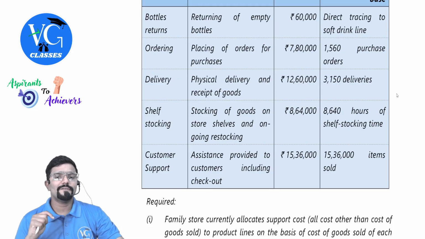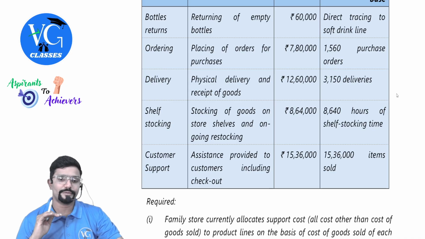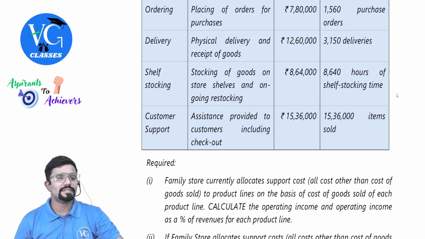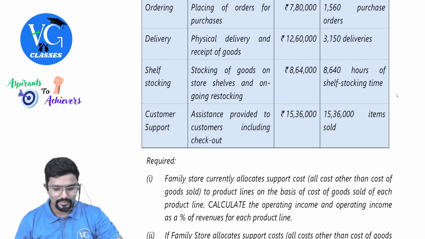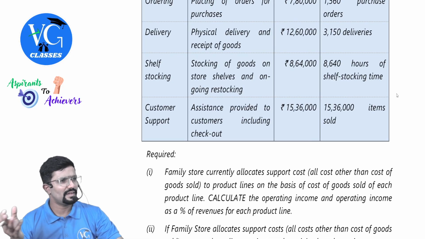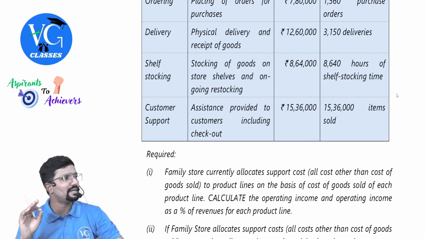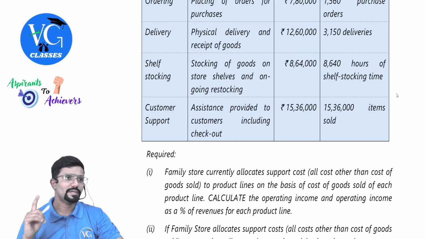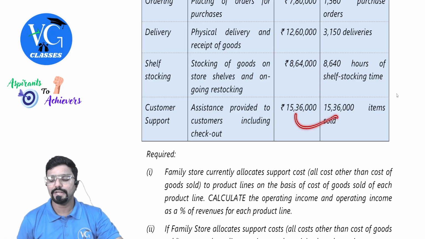Shelf stocking: stocking of the goods on store shelves and ongoing restocking. 8,64,000 is the cost. What is the cost driver? 8,640 hours of shelf-stocking time. If you divide each other, you will get the cost per hour. Customer support: assistance provided to customers including checkout. 15 lakh 36,000. Checkout means not from the room, maybe from the market or their stock. The cost driver is items sold, each and every unit sold. If you divide each other, you will get the cost per item.